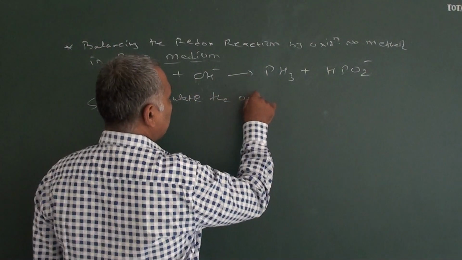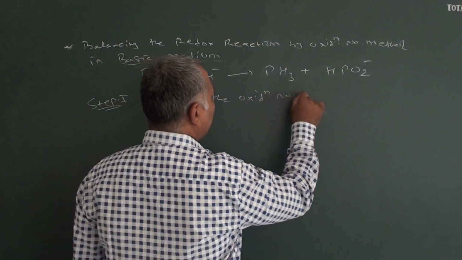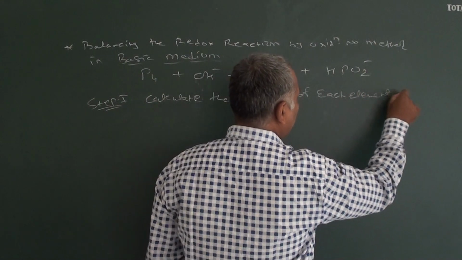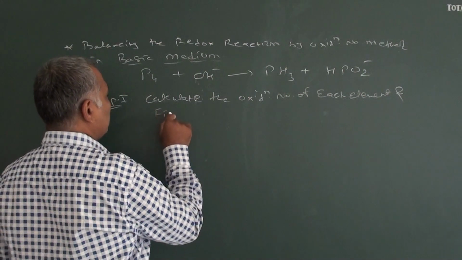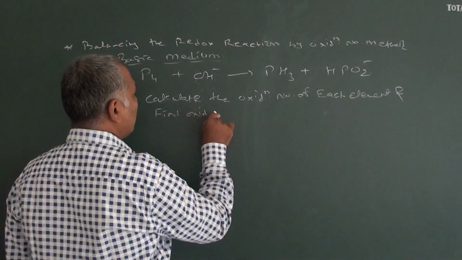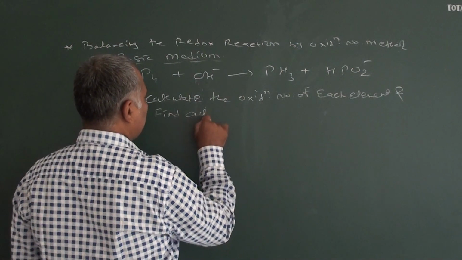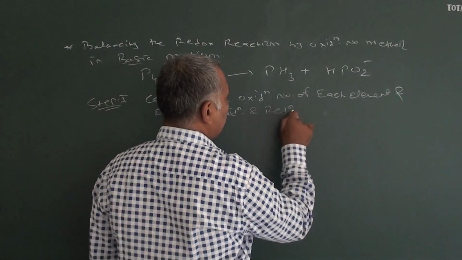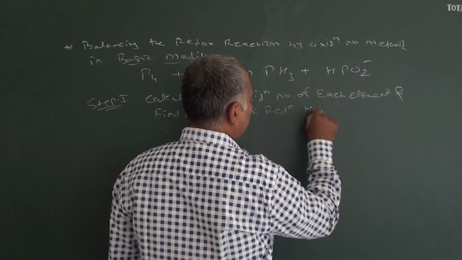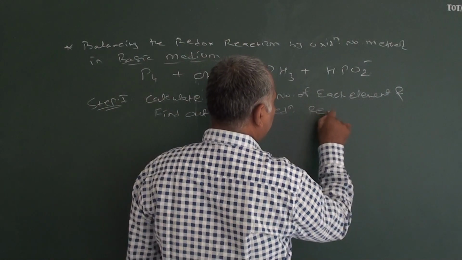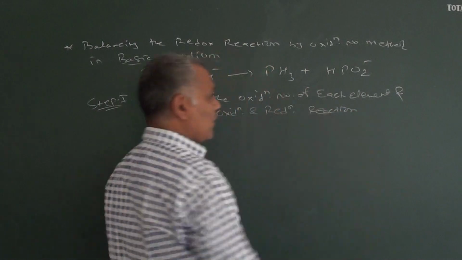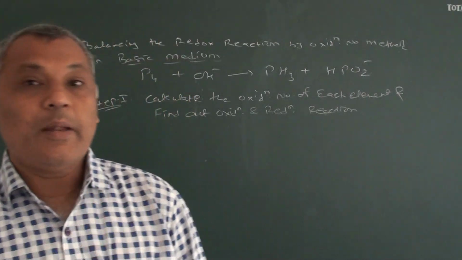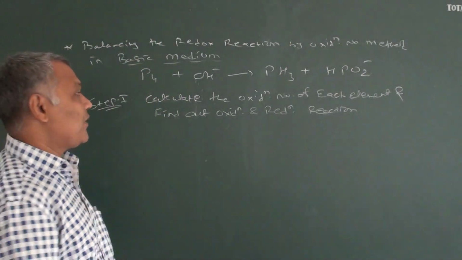Calculate the oxidation number of each element and find out the oxidation and reduction reaction. Right? See, in the half reaction method I told you that we want to separate them. Here I am not going to separate, I am going to only specify them.